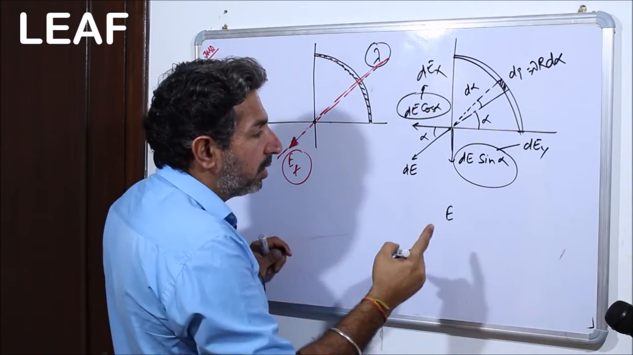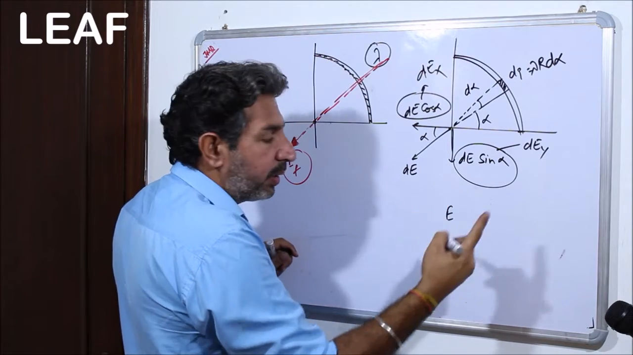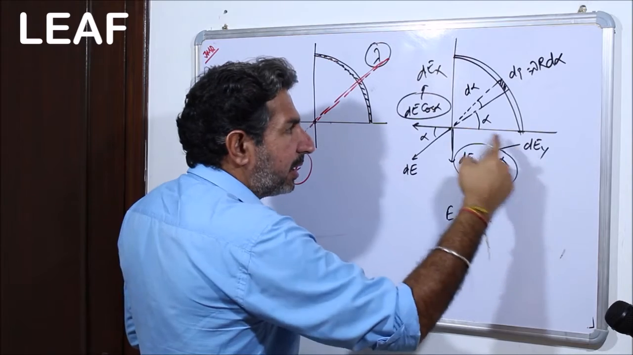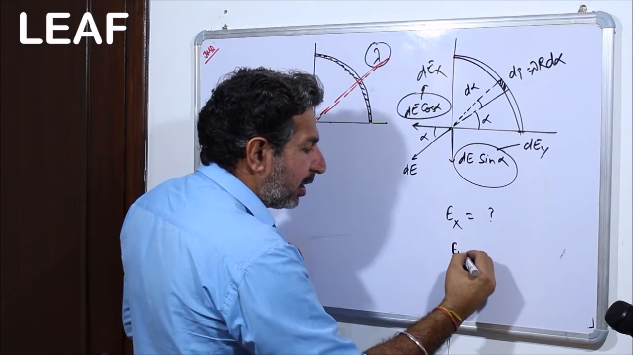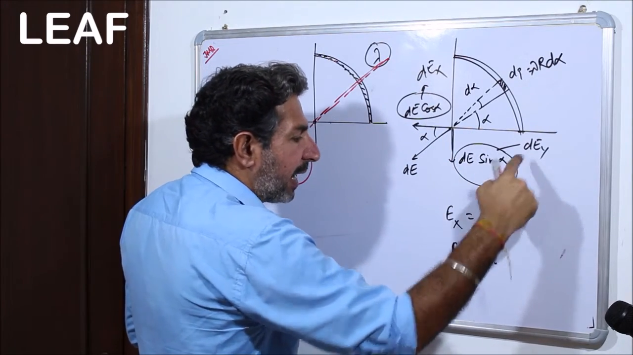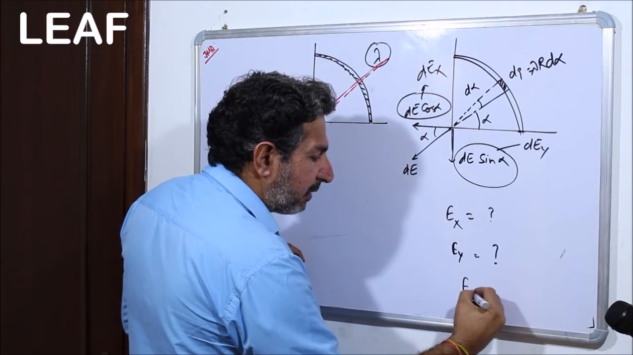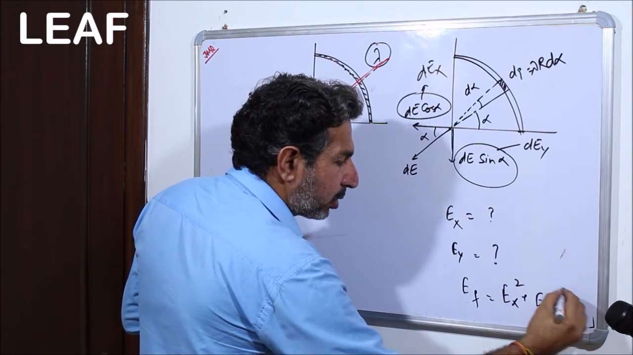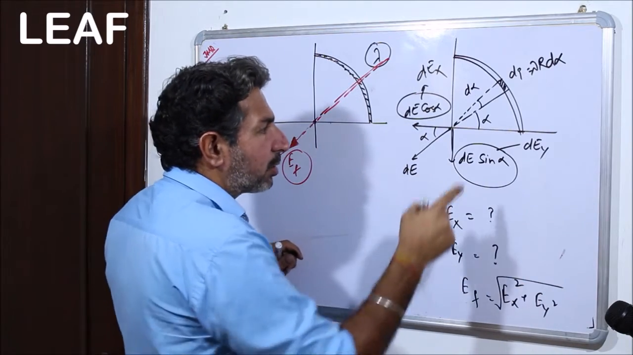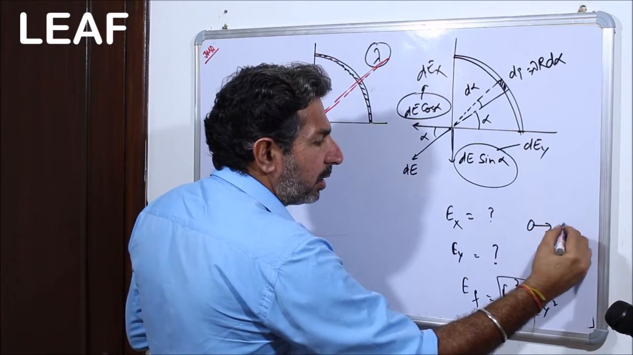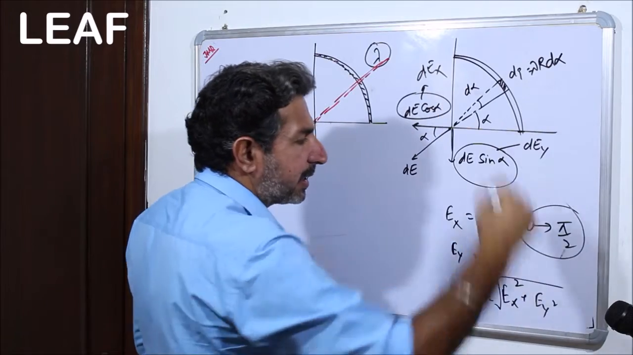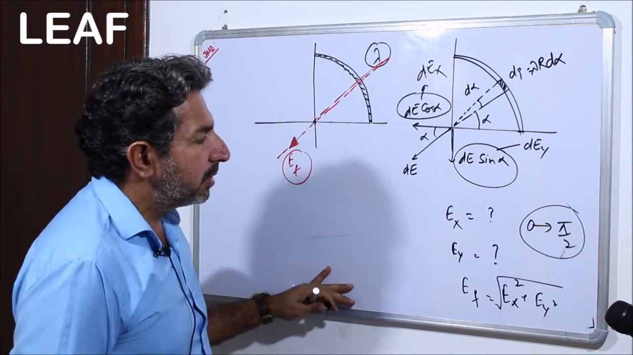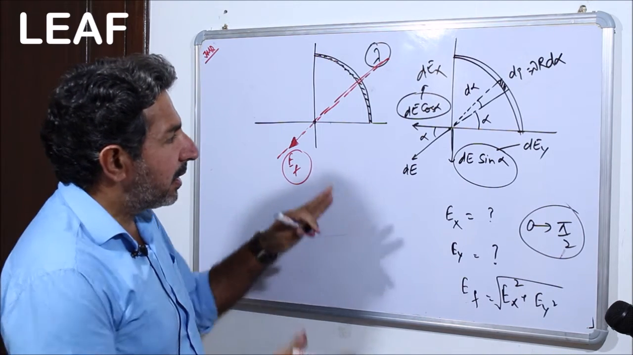Now what you can do is, you can find the value of Ex by integrating dEx. You can get the value of Ey by integrating dEy, and then you will get the final value of Ef by the square root of Ex square plus Ey square. And in this case, what is going to be the limit? 0 to pi by 2. As simple as that. Right? This is how you can manage. There's no problem at all.